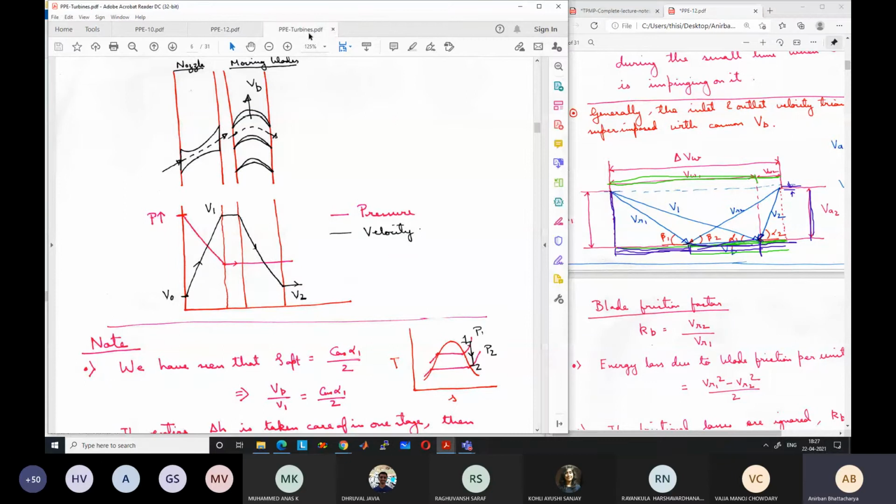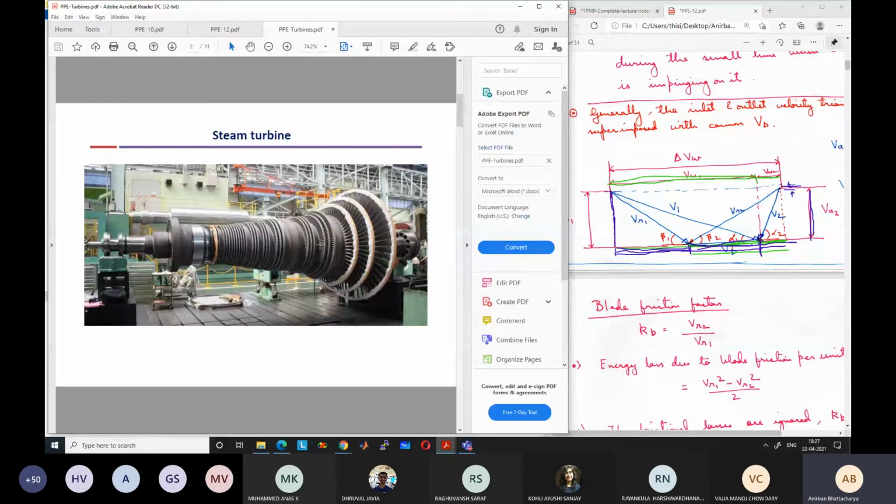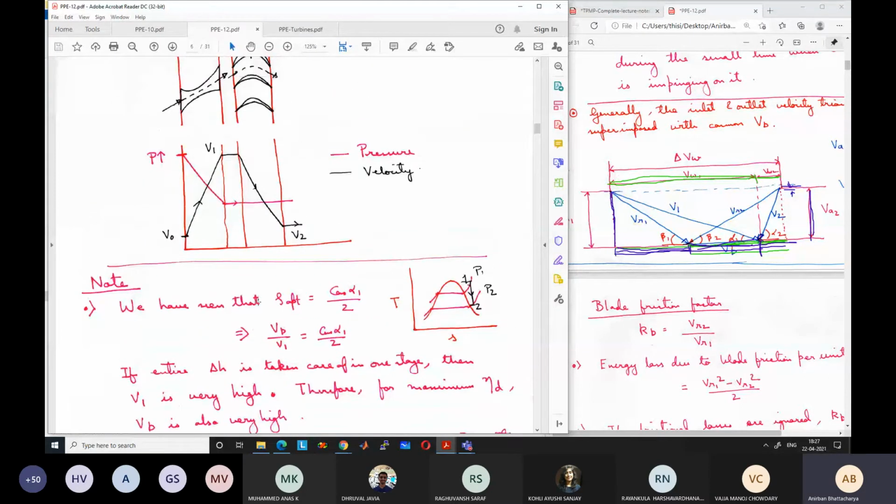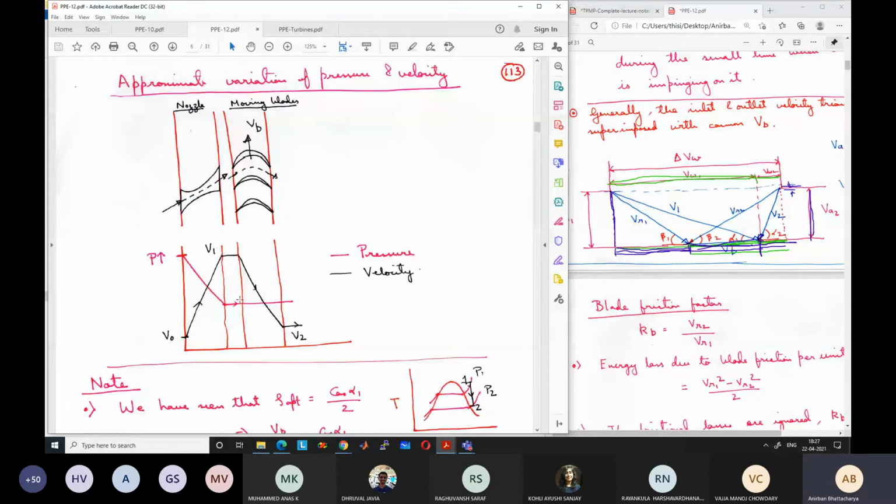So we have seen that. Any questions on this? Is it clear to everyone, this diagram? You should be able to draw this approximate variation of velocity and pressure for this type of turbines. Any questions? No, sir. No questions. Hope it is clear. We are going quite slowly itself.